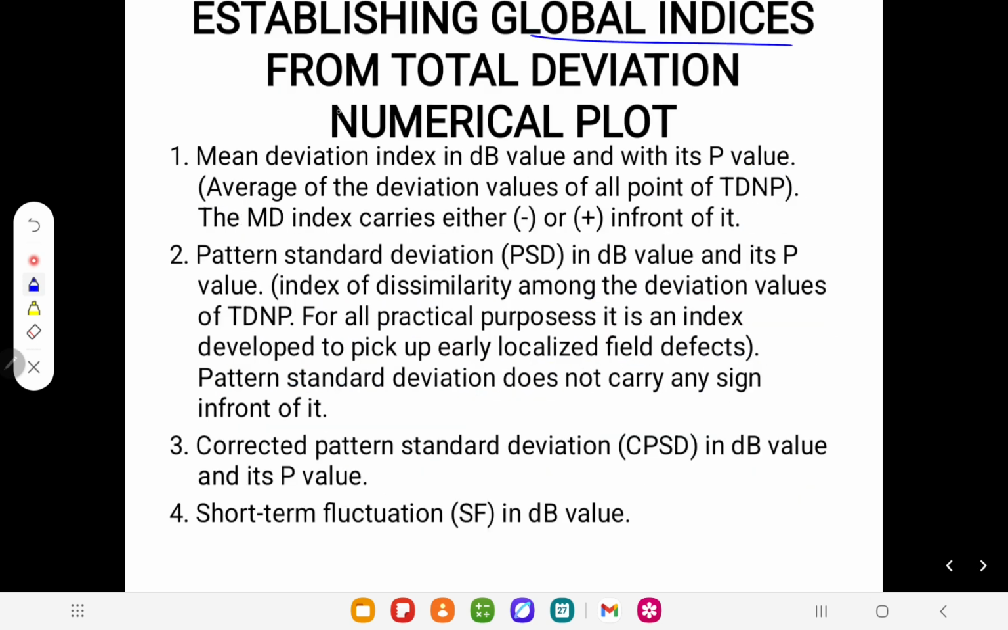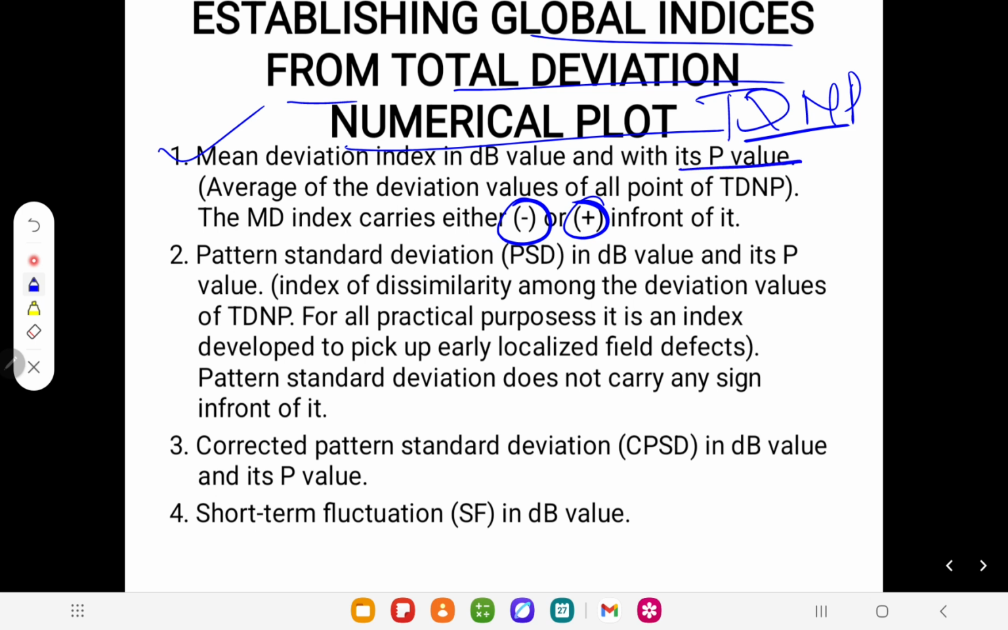So, establishing global indices from the total deviation numeric plot. I have already said the total deviation numeric plot is the father of the global indices too. So mean deviation, we discussed two things. One thing is the plus or minus sign. Yes, there is a plus and minus sign, and its p-value, isn't it? So normally, 0 to 2 is quite good. Pattern standard deviation: definitely there is a deviation value and its p-value, isn't it? Pattern standard deviation does not carry any sign in front of it, plus or minus. Mean deviation carries a sign, and it carries a p-value.